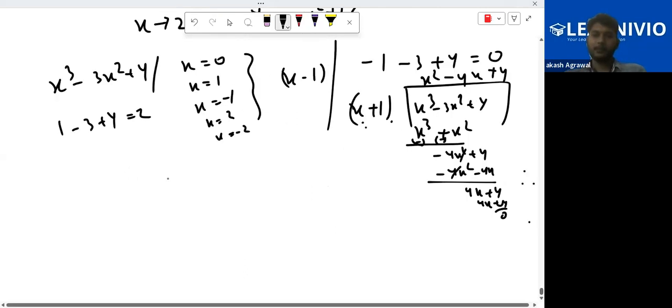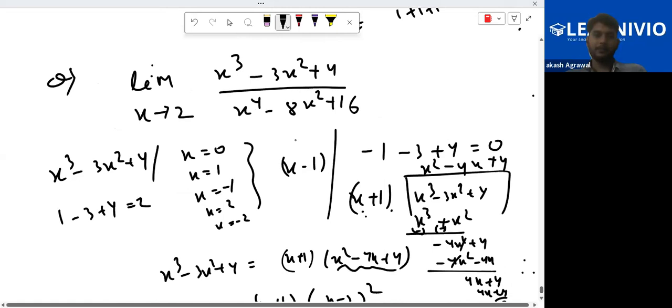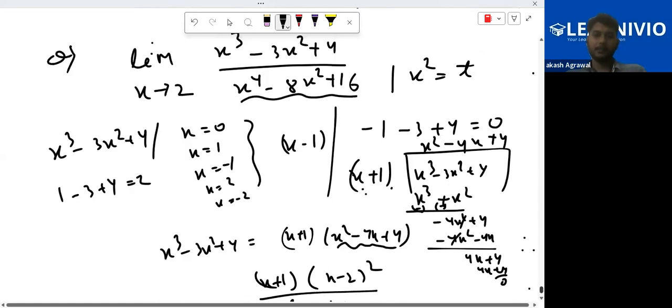Okay. So this x cube minus 3x square plus 4 is nothing but x plus 1 times x square minus 4x plus 4. Now we have to factorize this quadratic also. x plus 1, this is x minus 2 whole square. So this is the factorized form of the cubic polynomial numerator. And in the denominator, we have a quadratic in x to the power 4. In this type of question, what we do is take x square as t, so this quadratic becomes t square minus 8t plus 16.